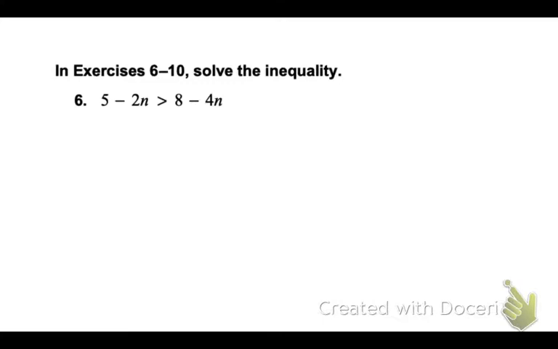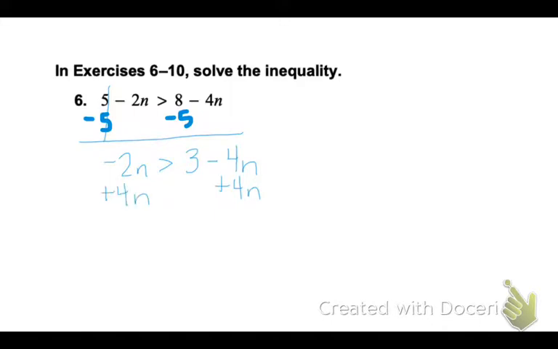First step, I'm going to try to get the variable to the left, so I'll move this constant to the right. I'll subtract 5 on both sides. So negative 2n is greater than 8 minus 5, which is 3. Bring down the rest. I will then add 4n to both sides. Notice we're not being asked to graph this one. So negative 2n plus 4n.